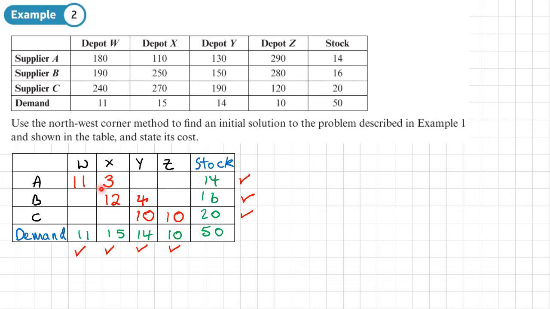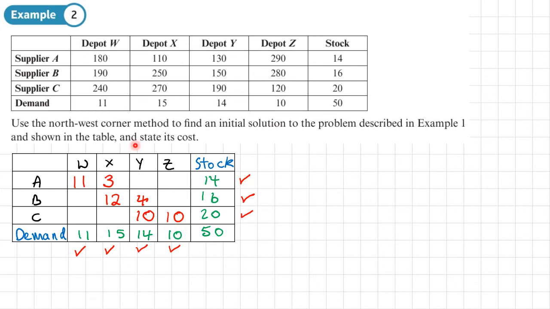So this is our northwest corner method. You start in this top corner, you give as much stock as you can to the first depot. That means there may be some stock left over to give to the next depot, and so on, and we keep carrying on until all of the stock is used up and each depot or delivery point or destination has their supplies met.